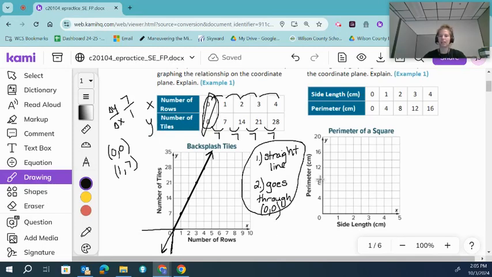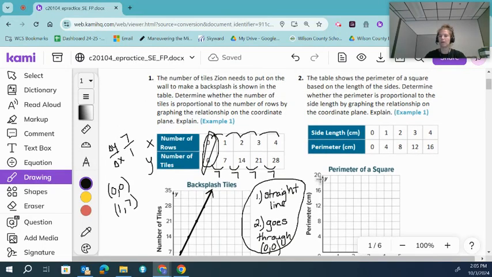Okay, so let's take a look at this second one here. The table shows the perimeter of a square based on the length of the sides. So again, it has this point 0, 0, so that checks off one of our boxes. Okay, it's going to go through 0, 0. And a straight line means it has a constant rate of change. So we go 4 over 1, 4 over 1. Those simplified to 4 over 1. These are all the same rate of change. So this is, yes, going to be proportional.